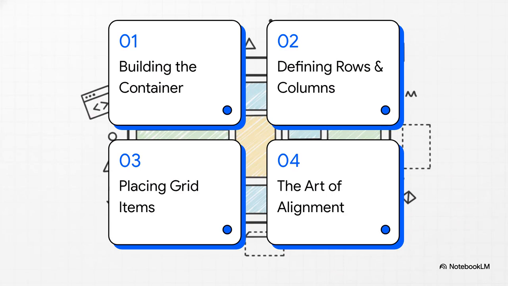So here's our game plan. First, we're going to build the main container. Then, we'll define its rows and columns. After that, we'll get into placing our items. And finally, we will master the art of alignment. Let's get right into it.